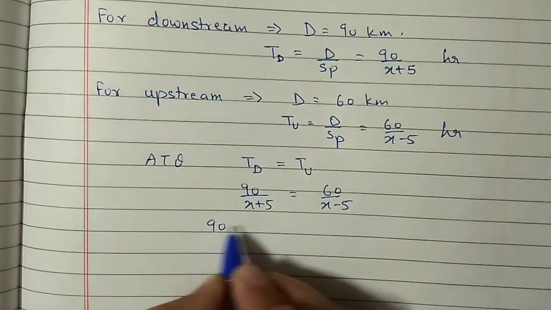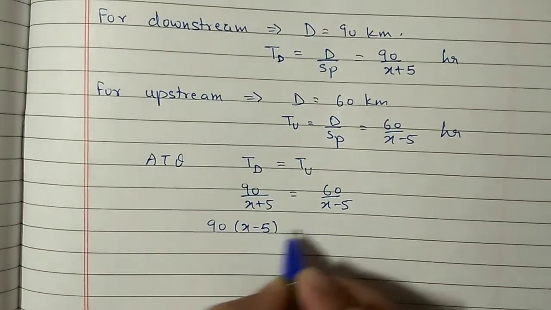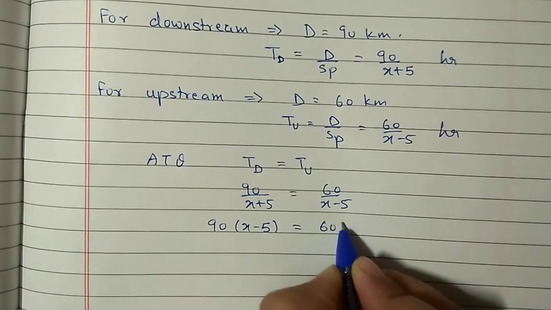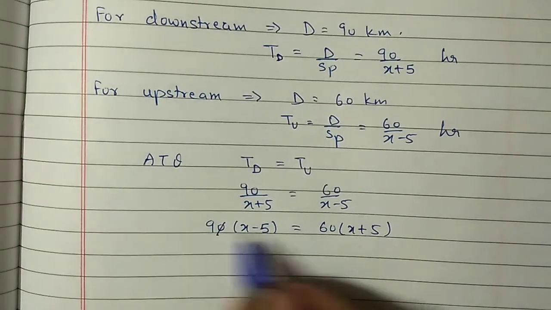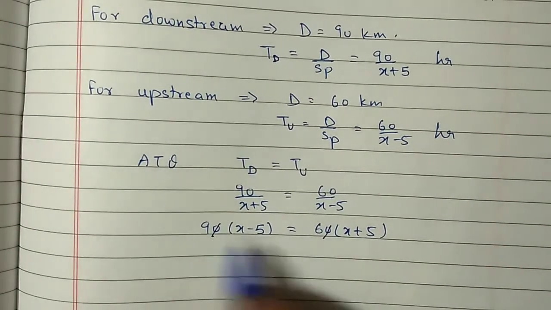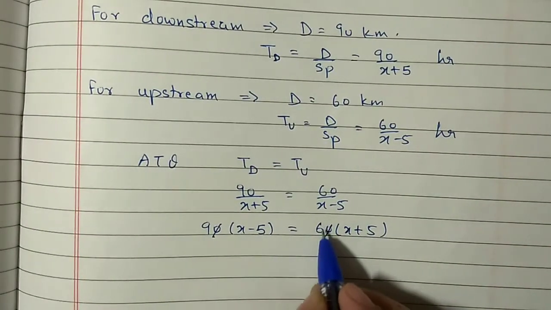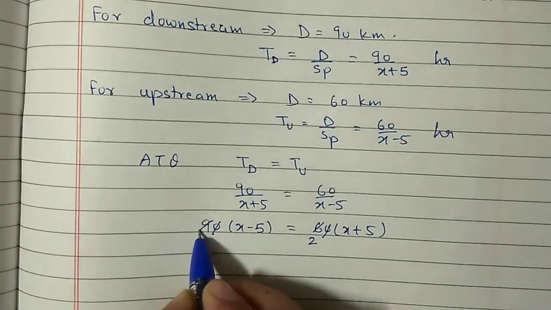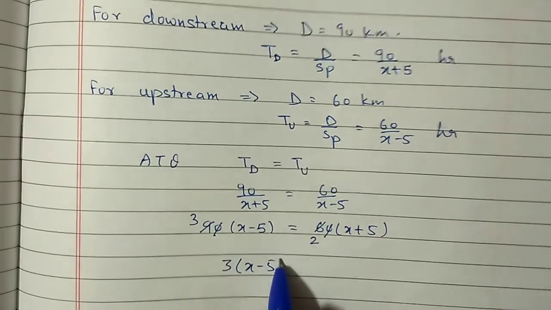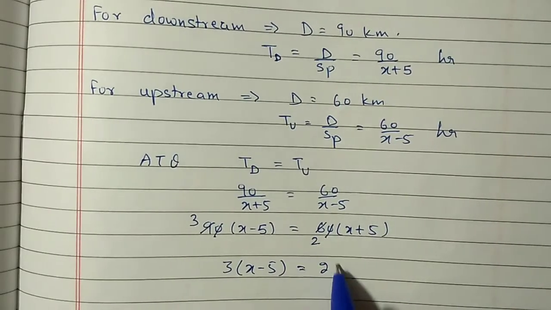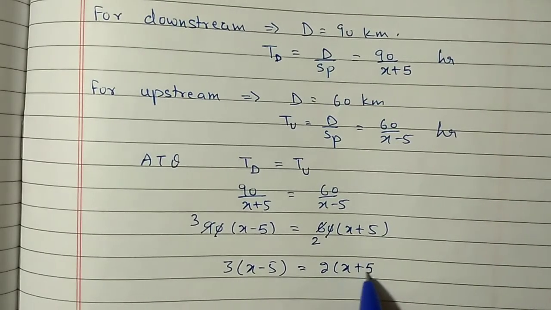It will become 90 times (x minus 5) equal to 60 times (x plus 5). Both sides zeros are there, so this 0 we can cancel directly. Even 9 and 6 also we can cancel with the 3 table. 3 twos are 6 and 3 threes are 9. So we have 3 times (x minus 5) is equal to 2 times (x plus 5).